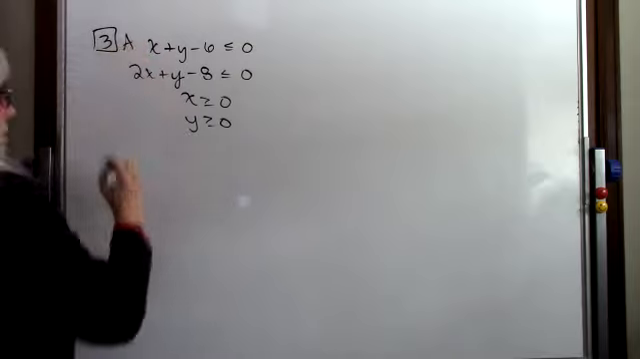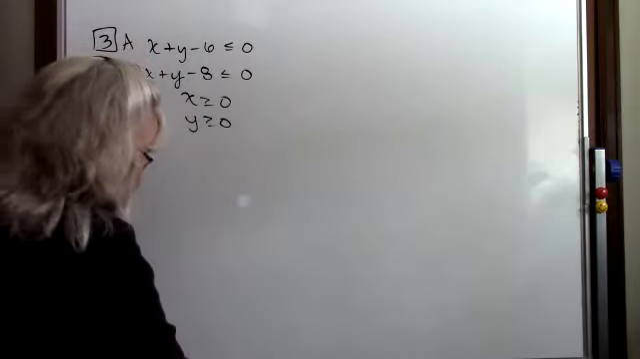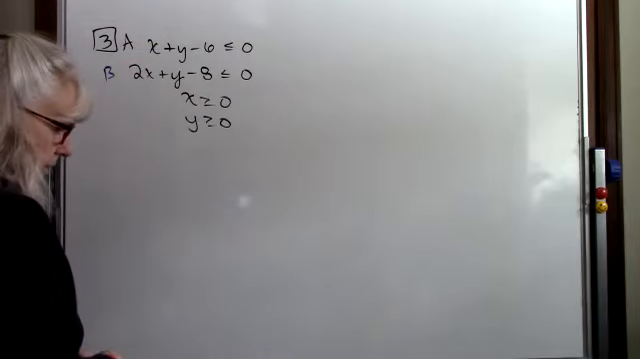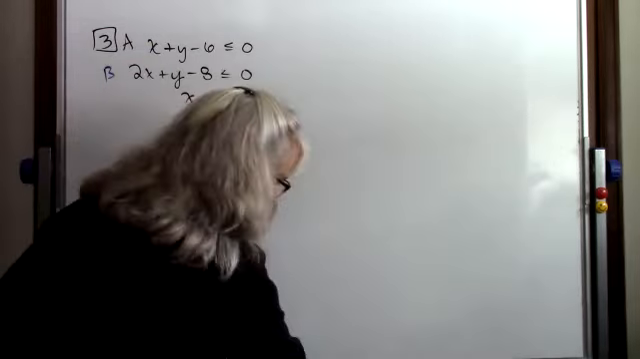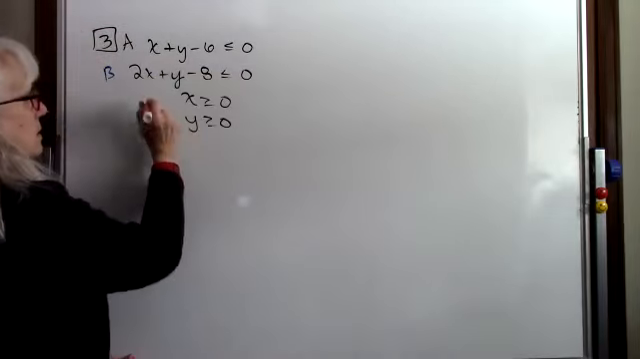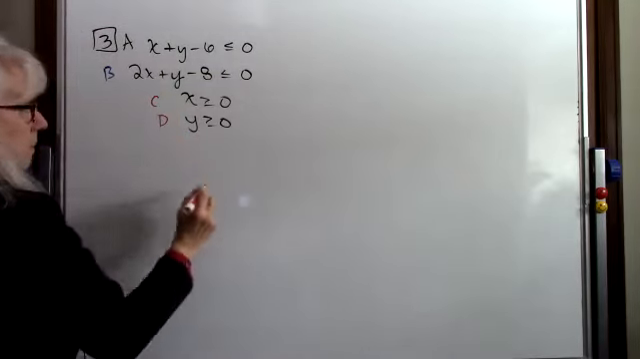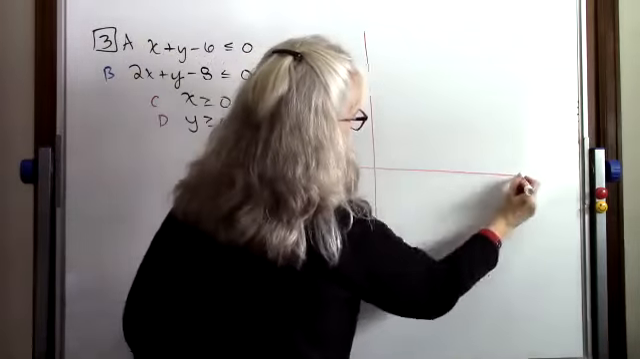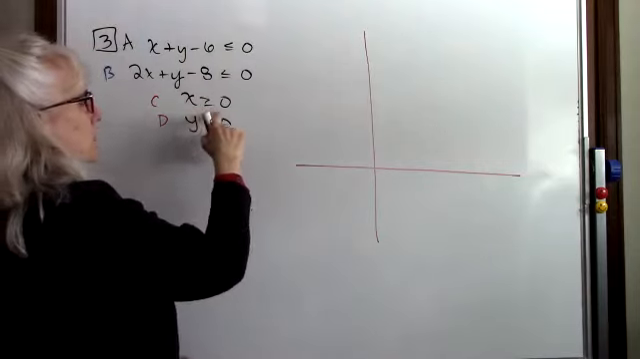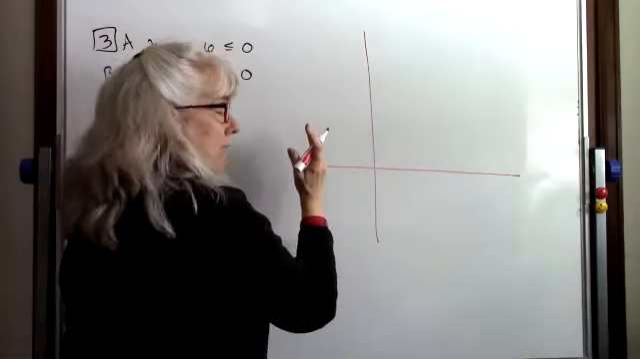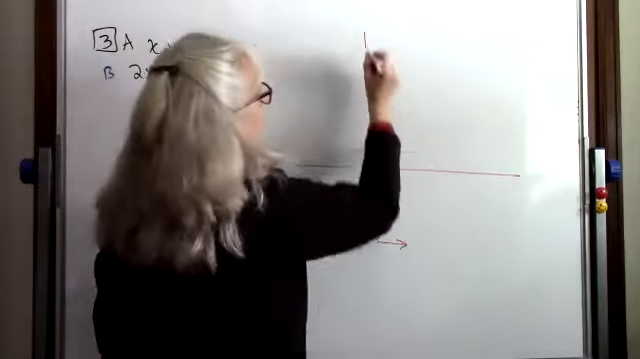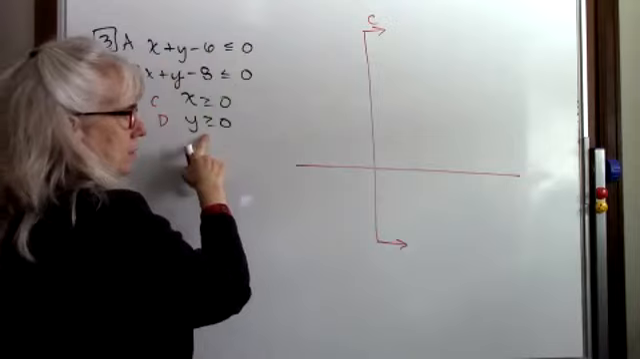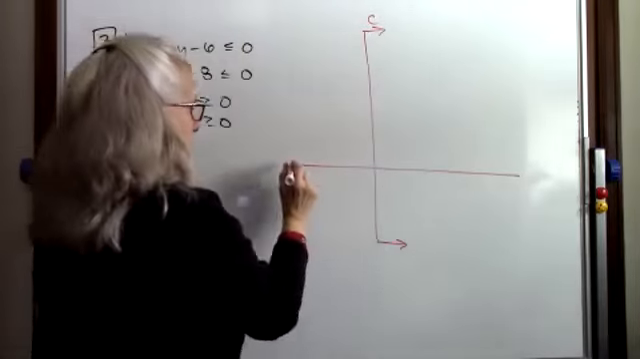So this will be A. The next one will be B, and I'm going to graph it in blue. And the last two down here, C and D, they actually form our axes. So if you think about this, x greater than or equal to 0, everything that's in terms of x that's positive is on this side. So there's C. D are all y values that are positive. Well, all y values that are positive are above.